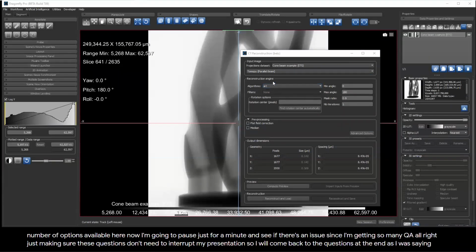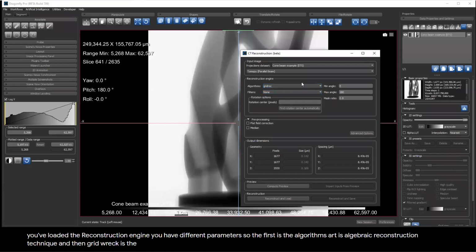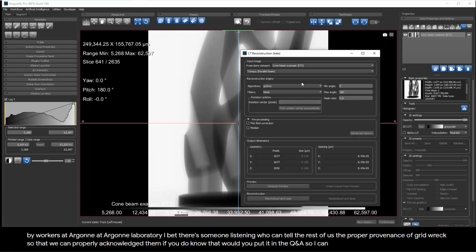As I was saying, once you've loaded the reconstruction engine, you have different parameters. So the first is the algorithms. ART is the algebraic reconstruction technique, and then GridRec is the reconstruction engine. Gosh, I wish I could give proper attribution. I want to say that GridRec is done by workers at Argonne Laboratory. I bet there's someone listening who can tell the rest of us the proper provenance of GridRec so that we can properly acknowledge them. If you do know that, would you put it in the Q&A so I can acknowledge them at the end of the talk?